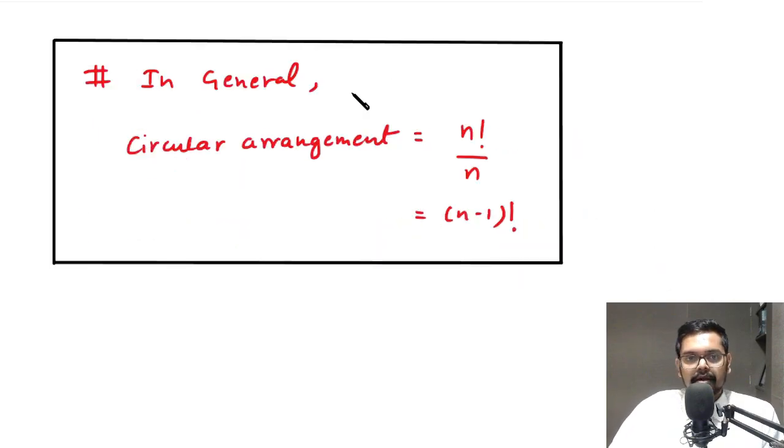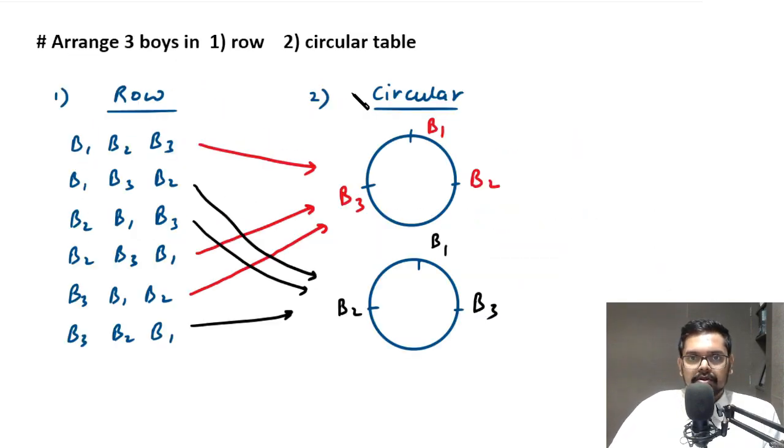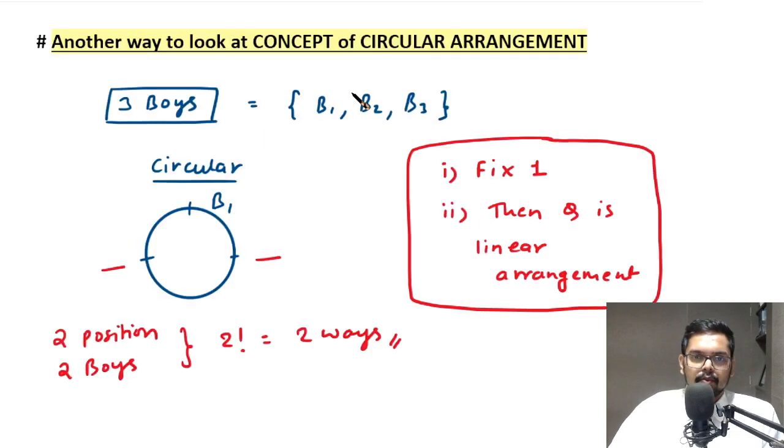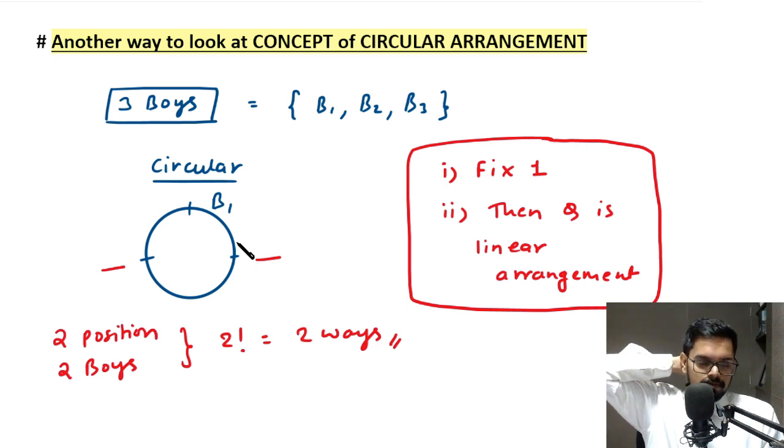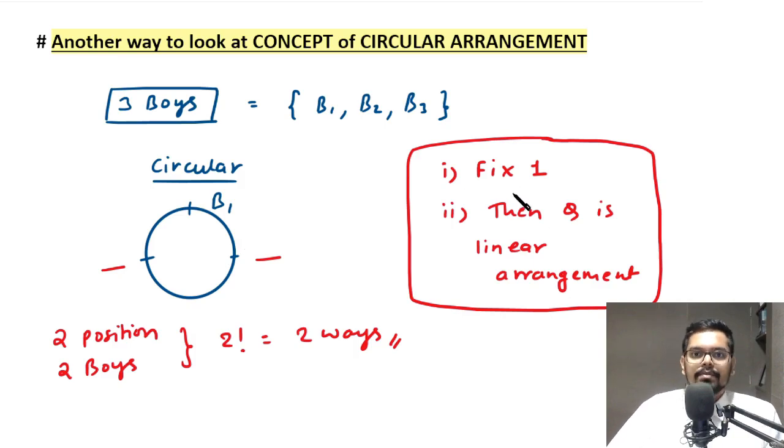One way you know very well, from linear to circular you have seen, but there is one more way. Same example, 3 boys, B1, B2, B3, I want to make them sit on the circular table. So how to do it? You know the answer is 3 factorial by 3, which is 2 ways. But this new concept says that first you fix one person, and in the second step, the question automatically turns into the linear arrangement. Magic.